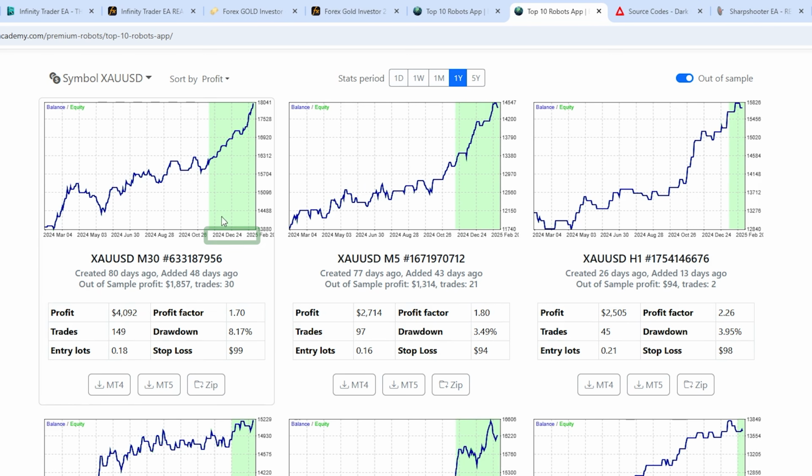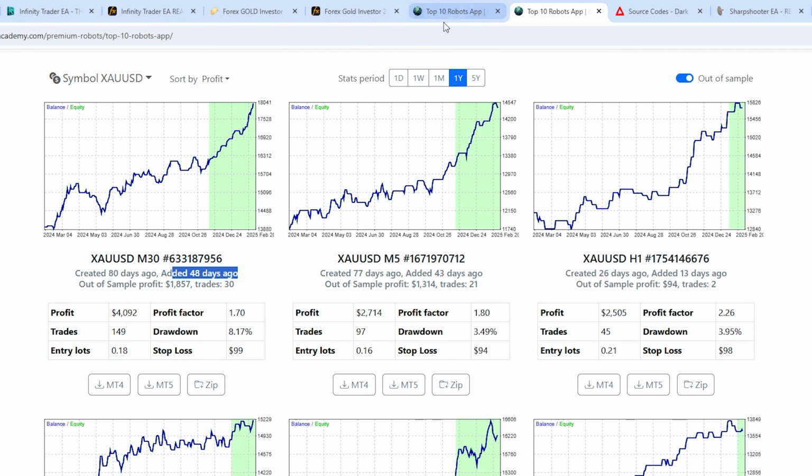And everything since this trading that you see is real trading. This is trading on new data. So this is not a back test. This green portion is a forward test. And you can see that the EA was created 80 days ago. So the green portion is 80 days worth of real trading.